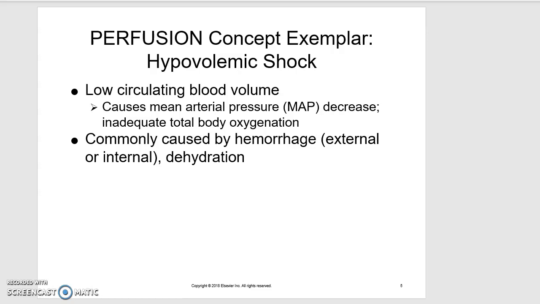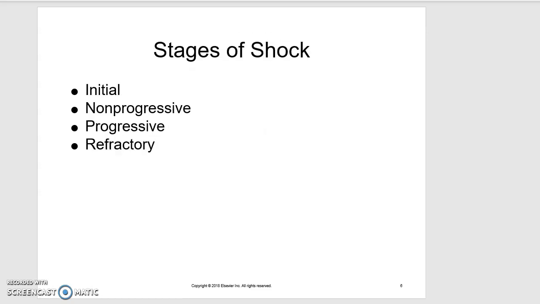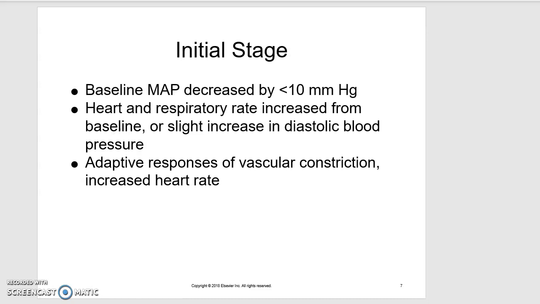If you look at table 37-2, it summarizes the progression of shock from the initial stage to the refractory stage. So shock can be divided up into 4 different stages: initial, non-progressive, progressive, and finally refractory. During the initial stage, shock is present when the patient's baseline mean arterial pressure decreases by less than 10.